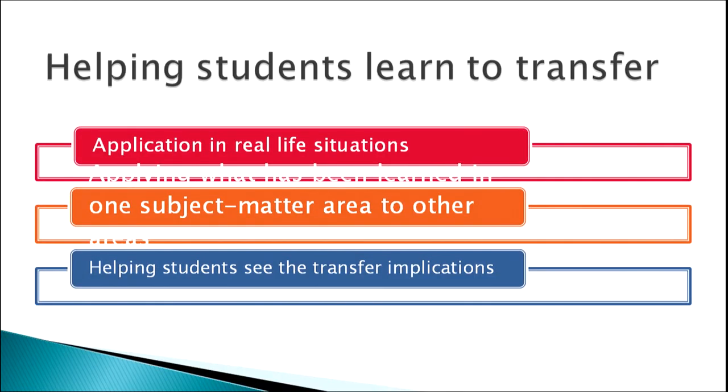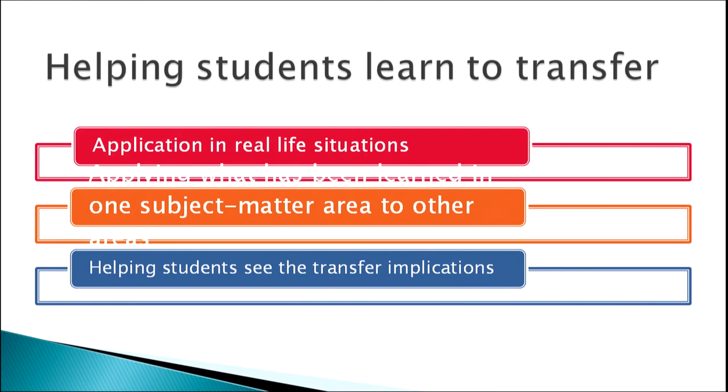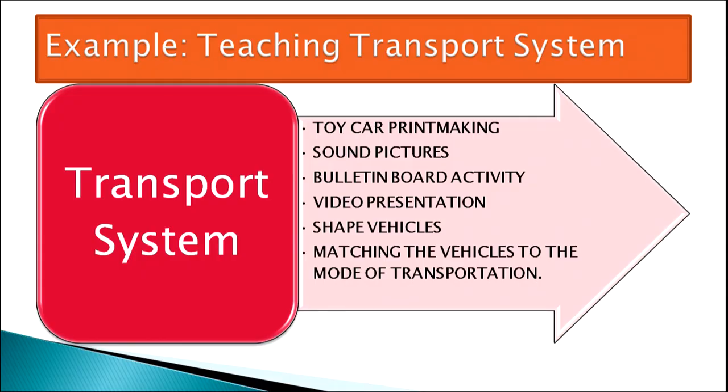That is application in real life situations. This is very important, from one subject matter area to another. Students should learn how to transfer learning in one subject matter to another subject matter. It helps the students see the transfer implications. For example, we are talking of a transport system. So, students should be involved in toy car print making or sound pictures, bulletin board activities, video presentations, shape vehicles, and matching the vehicles to the mode of transportation.